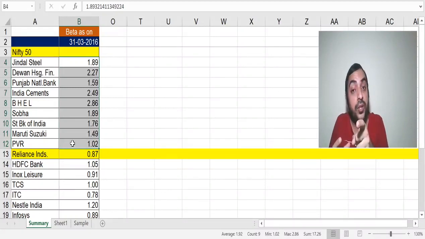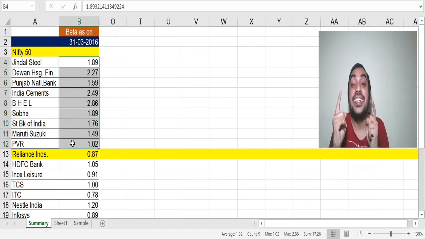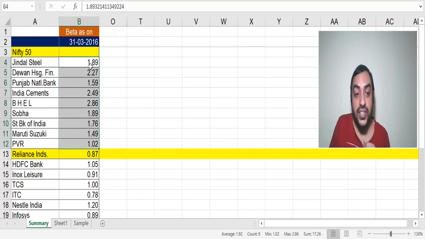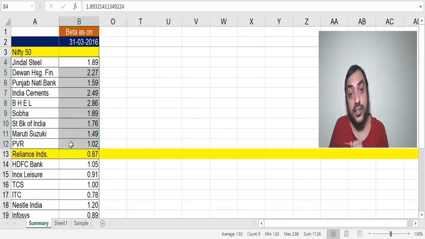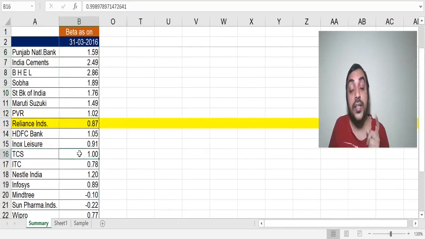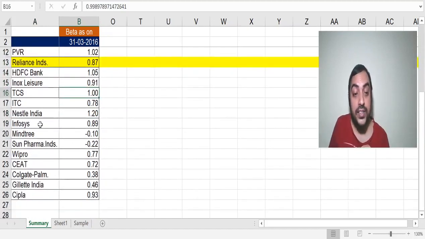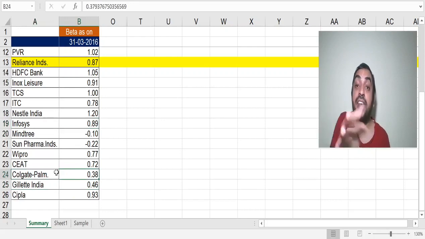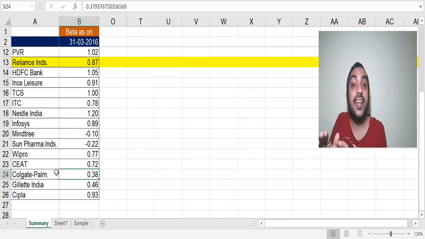And what do you mean by the movement of the security is faster? That means the risk is high. So these stocks, as you can see here, which have got the beta more than 1, are riskier than market, whereas TCS 1, that means TCS is the same risk as market, whereas Infosys 0.89, Gillette India 0.46, Colgate 0.38, less than 1. Beta less than 1 means the movement of these securities is slower, lesser than market. So risk is also lesser than market.